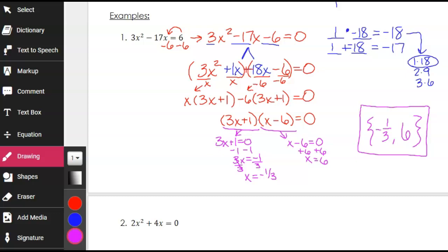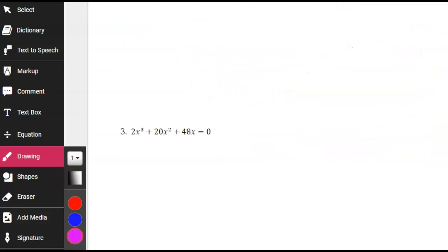All right. Oops, sorry. Let's try number 2. I have my equation equal to 0. It kind of looks like standard form. 2x squared plus 4x could be plus 0 equals 0, so that's standard form.